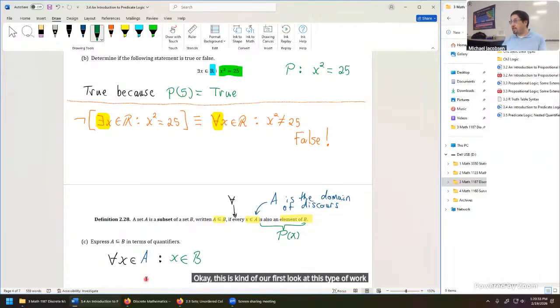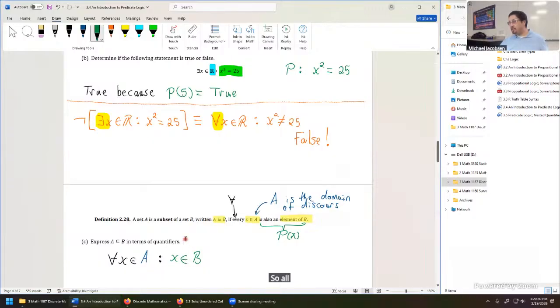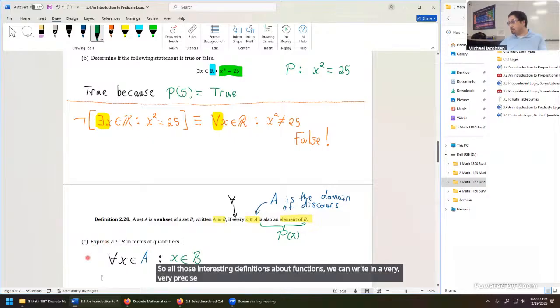We're also going to quantify the whole definition for a function in the very first place. But you know, that takes more than one quantifier. That's a tricky one because there's several sets we're working with at the same time. We can also quantify one-to-one. We can quantify onto. So all those interesting definitions about functions, we can write in a very, very precise way now with our new tools and logic.